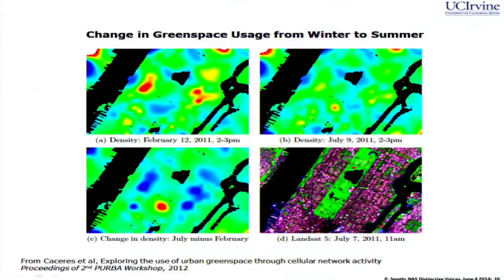One interesting sort of toy example that they did, they looked at Central Park in New York. This is the Landsat image, so you can see where it is. And this is the cell phone usage in February, when it's presumably pretty cold, and this is in July. And then they took the difference of these two images, and so you can see essentially where people are more likely to be in July than they are in February. I thought this was a very nice piece of data analysis.